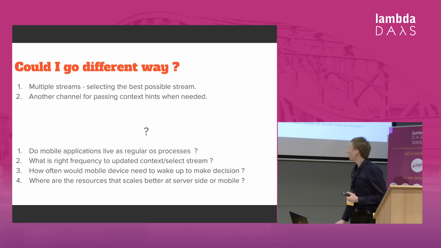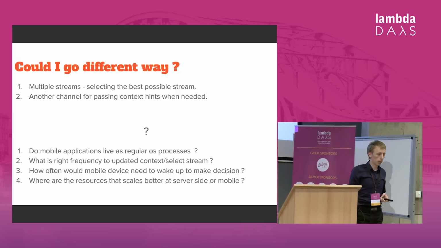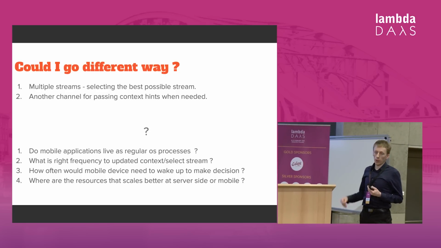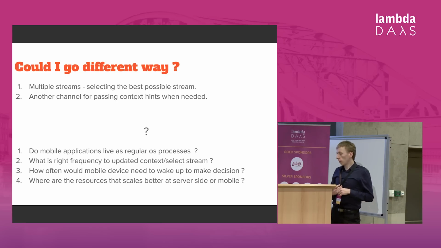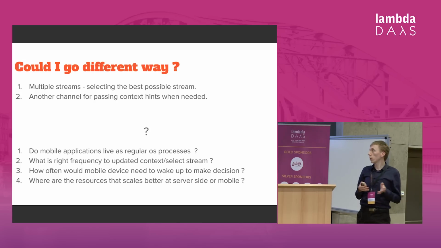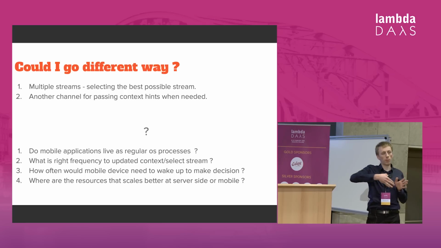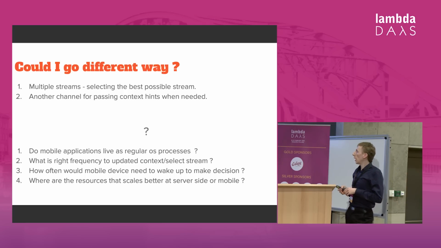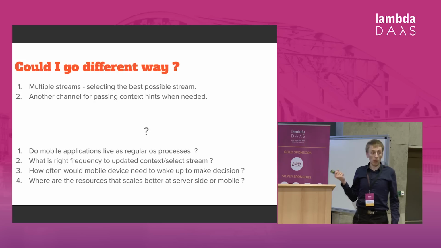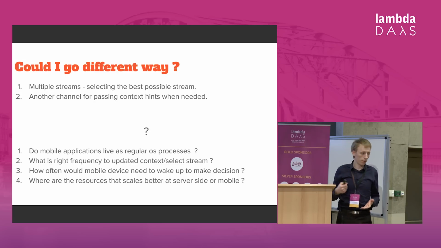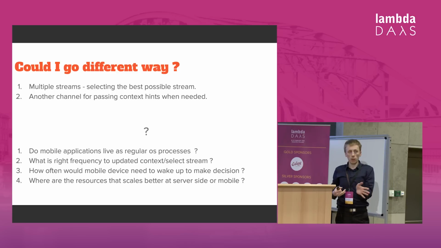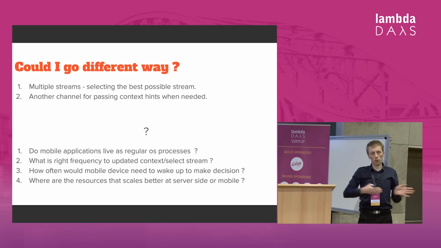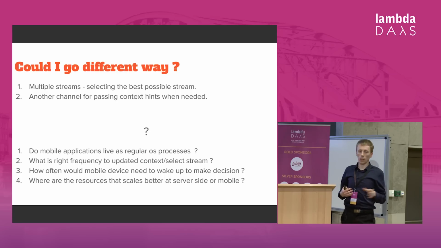The question is, could I go a different way? Why this approach? If we have an application that needs various levels of stream quality, we could have various publishers for various requirements, and the mobile application could select the streams on demand. Another option is to have another channel for communicating this context information, as an additional asynchronous communication band.